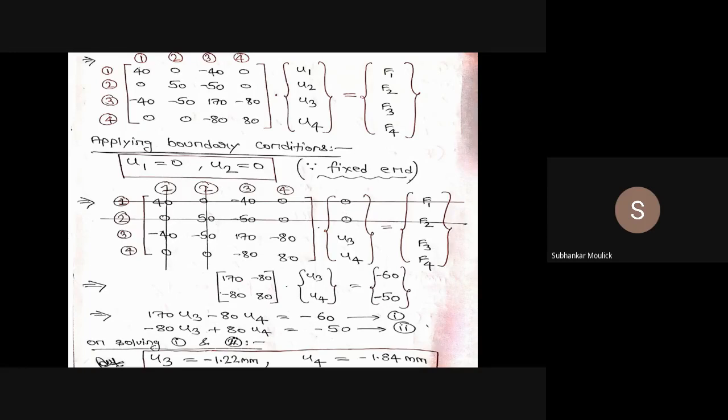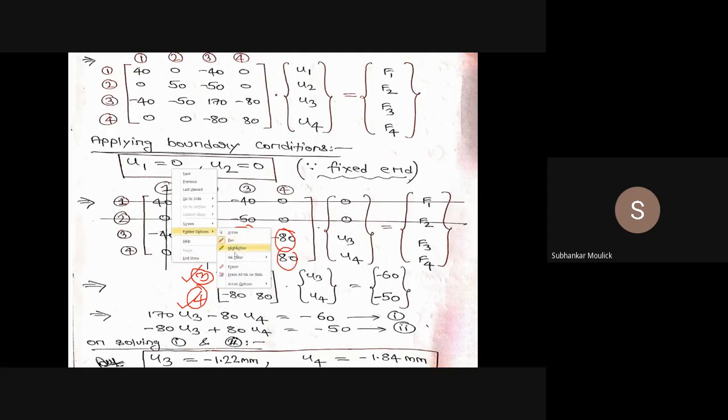So my resulting matrix becomes what? Now it is a 2 cross 2 matrix. Now this represents the third node. This is the third row. This is the fourth row. Similarly, this is the third column, and this is my fourth column. That means this represents the third nodal point and this represents the fourth nodal point in terms of rows, and in terms of columns, this is the third nodal point and this is the fourth nodal point. The values are given: 170, minus 80, minus 80, 80.